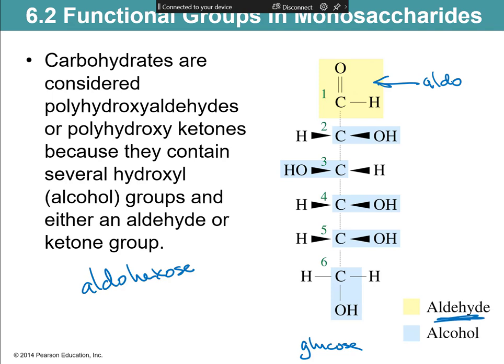The other thing you can see is that every single carbon other than carbon 1 has a what? What is the functional group on 2, 3, 4, 5, and 6? Every single one has an alcohol. So they call these polyalcohols. Poly means many. Notice carbon 2, 3, 4, 5, and 6 all have an alcohol group. That's why they call them polyalcohols.